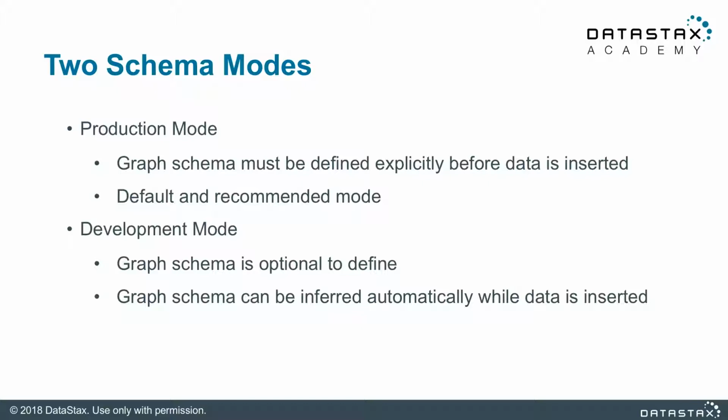Production mode is the default and recommended mode to run as it requires you to define schema in advance, upfront, to make sure that you're getting the best performance possible out of your graph. Development mode allows DSE Graph to infer schema at insertion of data. While this is convenient for development, it's still recommended to use this as a tool for exploration in development environments, but you'll want to use production mode where performance and scalability are key.